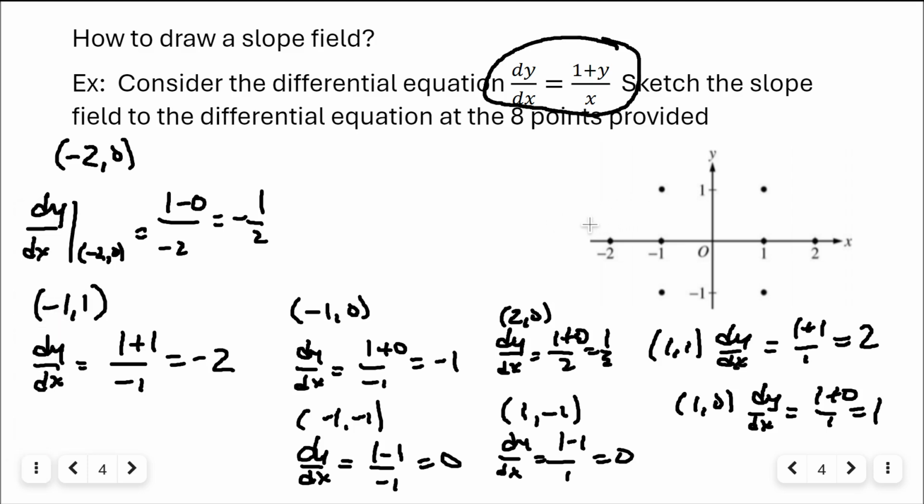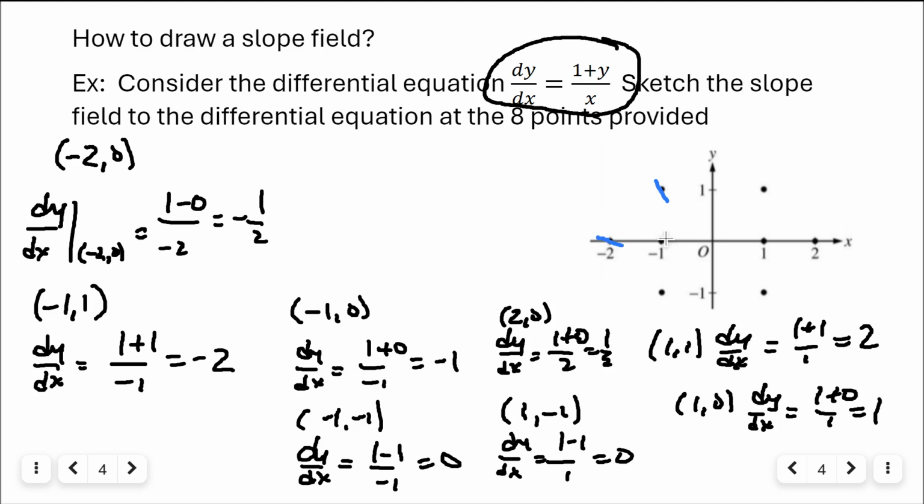Okay. Now what we're going to do is, on our slope field, at each one of these points, draw a little tiny segment that approximately has the slope that we calculated. Will it be exact? No. But there are a couple of things to think about. At (-2, 0), we want to draw a slope of negative 1/2. So the slope that you draw had better be negative, going down the hill. At (-1, 1), our slope is negative 2. So it has to be negative, and it should be steeper than the slope at (-2, 0), because that slope was only negative 1/2.